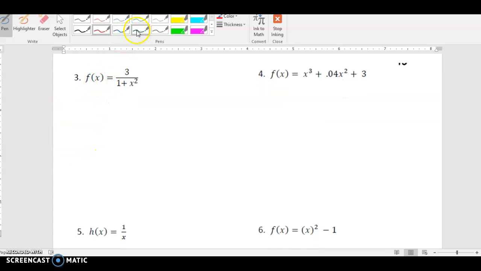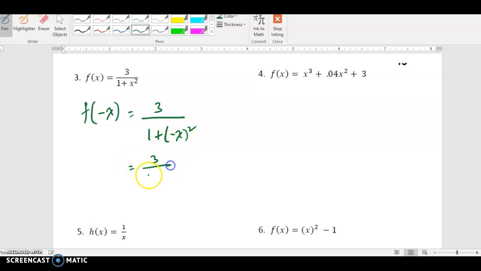Here you have f of x. Just substitute negative x, right? Whenever a negative is raised to the power of some even number, it becomes positive. So this is the same as 3 over 1 plus x squared, which is the same as f of x, right? Since both are the same, it is an even function. Got it? And guess what it is on the sixth one?